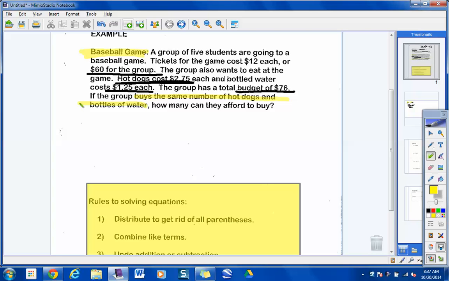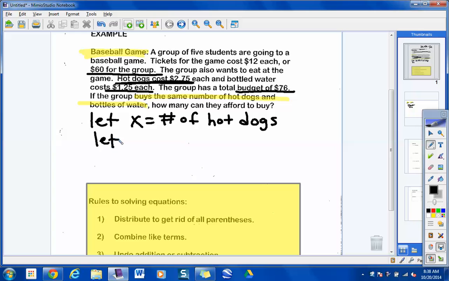All right. Well, anyhow, what I want to imply here is the following. Do we know how many bottles of water and hot dogs we're going to buy right off the bat? We don't. That's what we're trying to find, right? So in this problem, let x equal the number of hot dogs. Let's also let x equal the number of bottles of water.